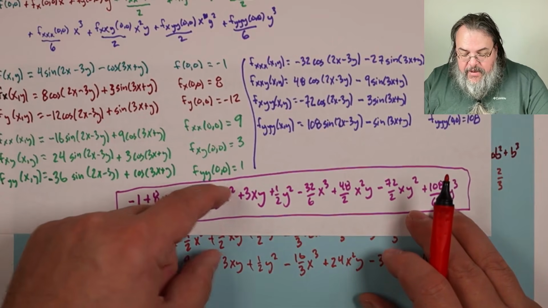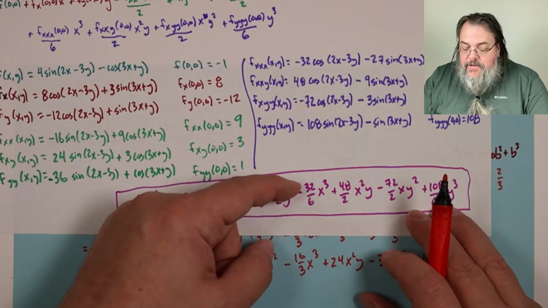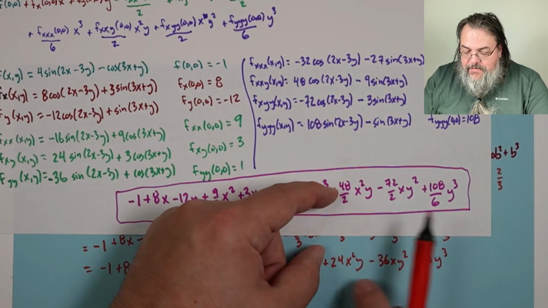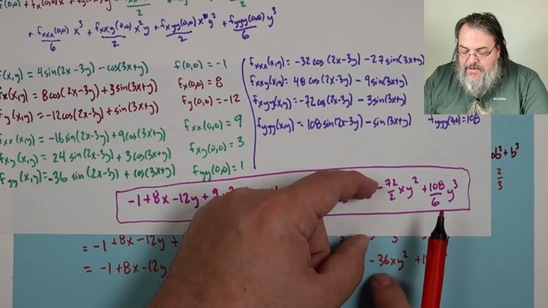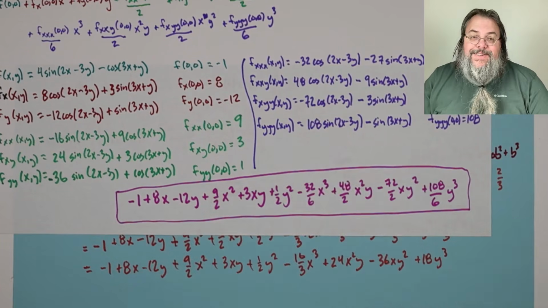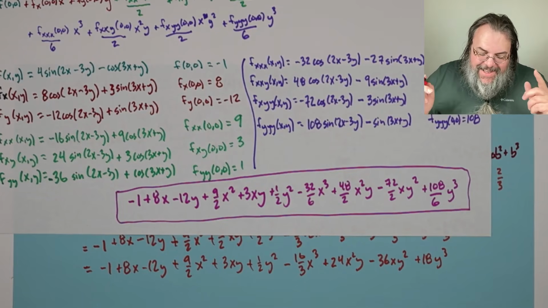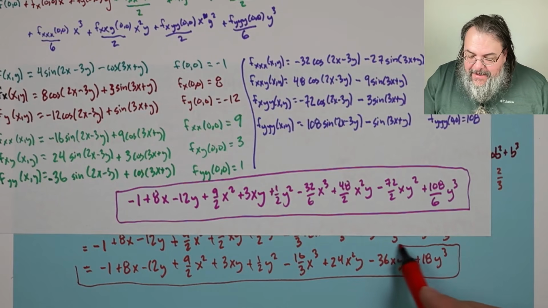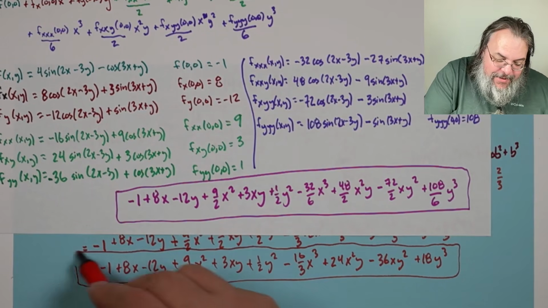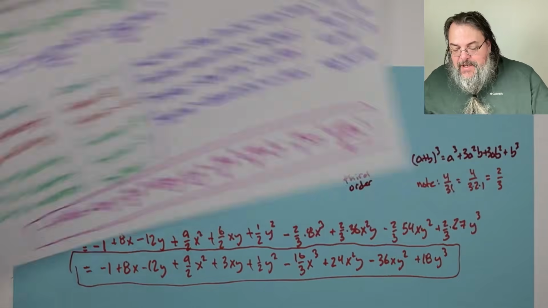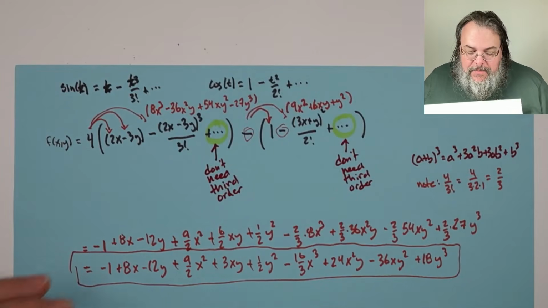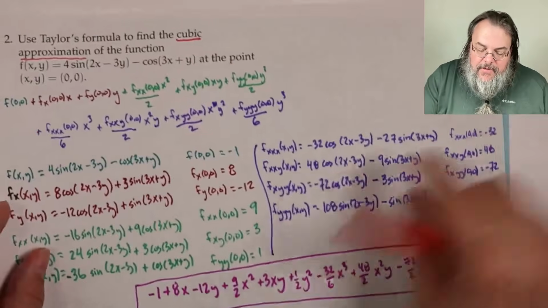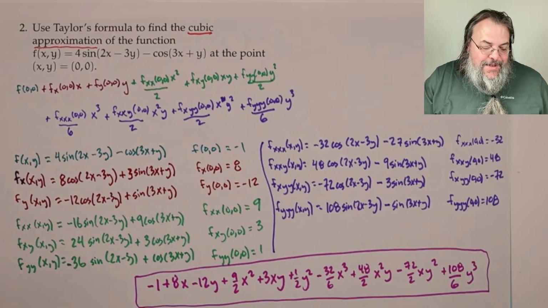9 halves x squared, 3xy, 1 half y squared. Now, 32 over 6 is the same as 16 over 3. 48 over 2 is the same as 24. 72 over 2 is the same as 36. 108 over 6 is the same as 18. So, as long as you don't forget any silly plus sign, this is another way to do it. But I suspect even if you didn't make a silly mistake like me, your TA would still say, no, you were supposed to do it this way. But both ways are actually valid.